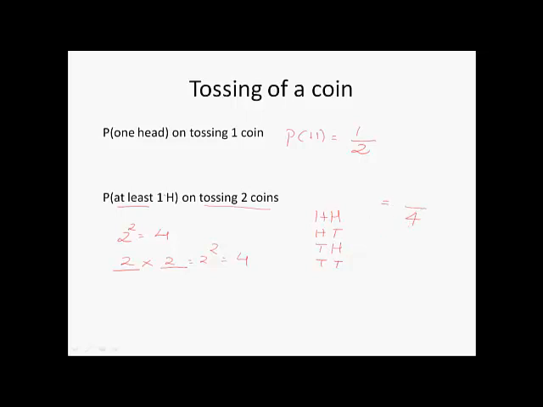Now the question asks, what is the probability of getting at least one head? That means 2 heads would satisfy the condition, 1 head out of 2 does satisfy, similarly 1 head out of 2 satisfies. This is the only outcome which is not favorable, which means there are 3 favorable outcomes out of a total possibility of 4, and hence the probability of at least one head on tossing 2 coins is given by 3 by 4.